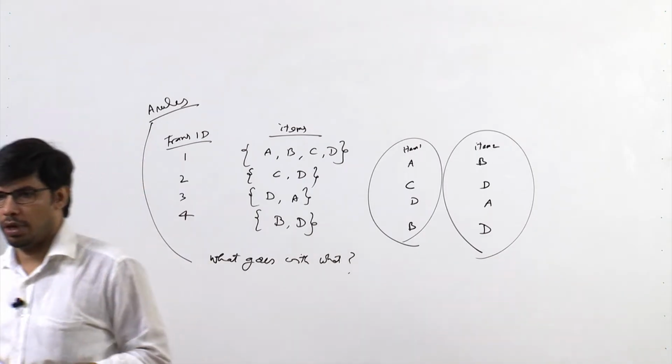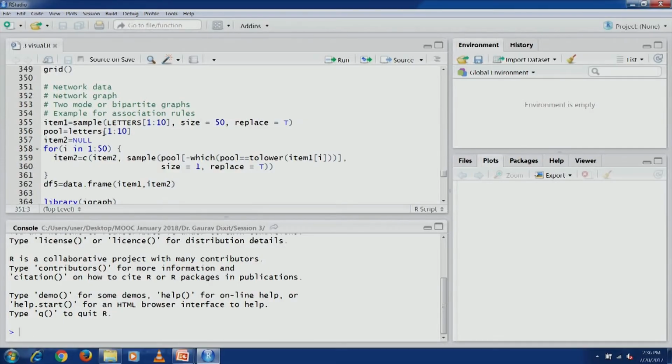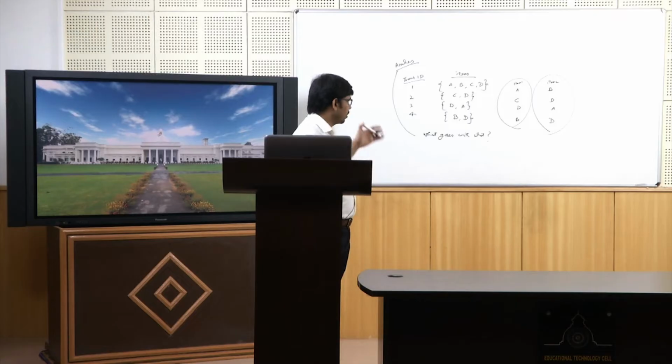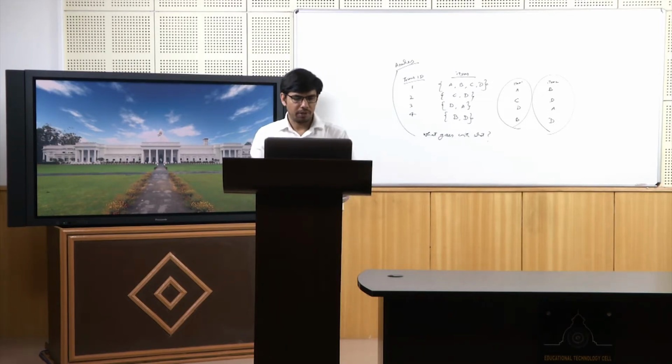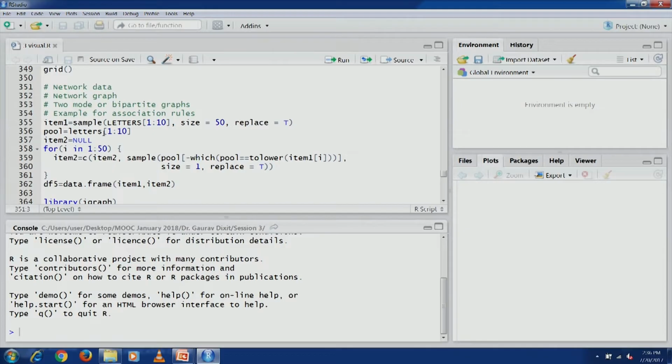So we will just do that. We are going to create a bipartite graph, that is, a 2-mode graph. As I talked about, item 1 in a particular transaction and item 2, the second item that is purchased in the same transaction. There are these two types that we are going to create. First, let's create the network data. This is hypothetical data we are going to create. Let's say we have letters 1 to 10. Let's execute this particular code.